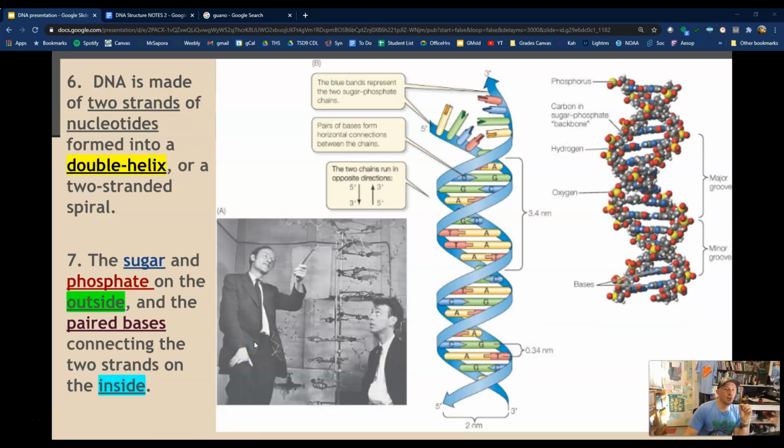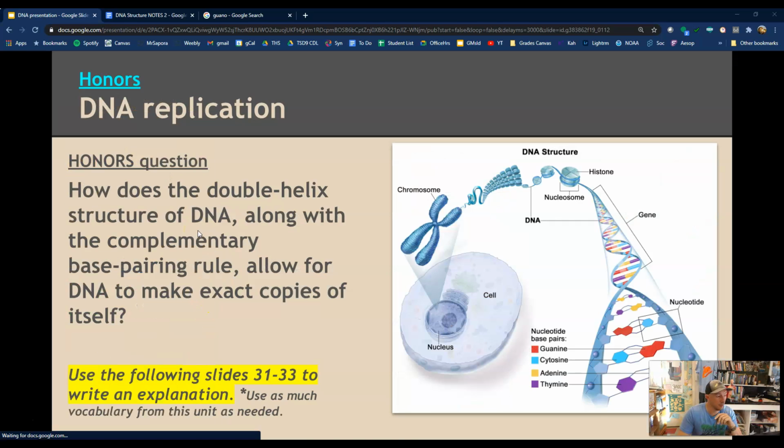All right, so that's it for the DNA structure notes this week, except for honors. You guys stick around. Everybody else, go ahead and work on the DNA notes assignment 2 for this one, structure. There's just one sheet there, and I did include some images from the slideshow to help you out in answering those questions. And now, honors, let's stick around and go to the next slide, shall we?